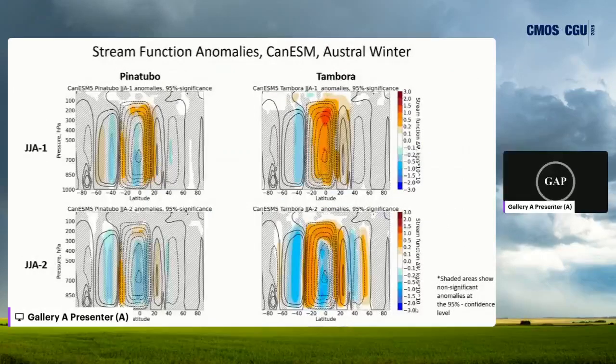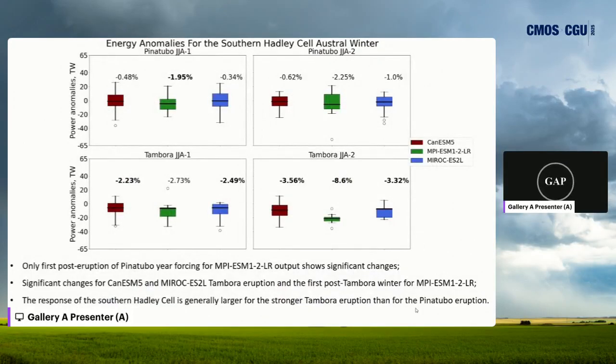The same analysis was done for the Southern Hemisphere, and the same. Again, Tambora provides more significant changes than Pinatubo, and the same result for the power calculations. Here you can see that we have much more significant changes in power. For example, we have one experiment for Pinatubo for the first year, and all experiments for the second year for Tambora, and 2 out of 3 for the first year after the Tambora eruption.